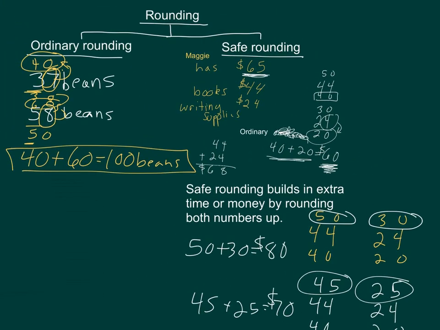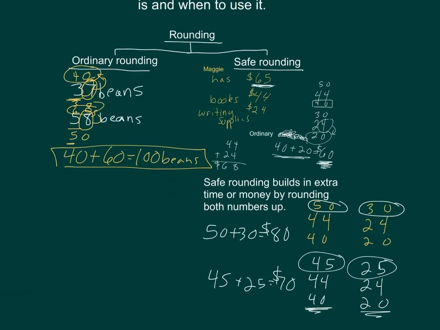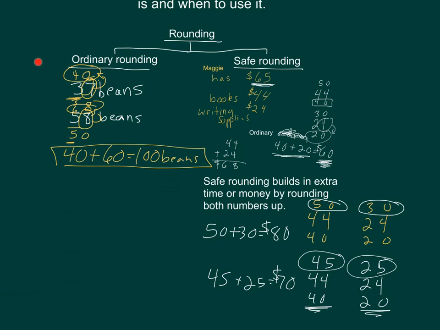So one last look. Rounding can be broken into 2 categories. Ordinary rounding, which just rounds to the nearest 10, 100, 1,000, whatever. And safe rounding, which we know builds in extra time or money by rounding both numbers up. And we do that with time and with money to make sure that we are safe in our estimates.